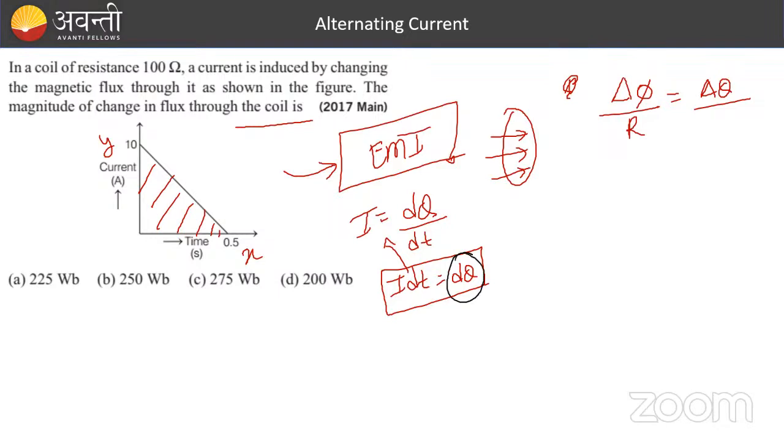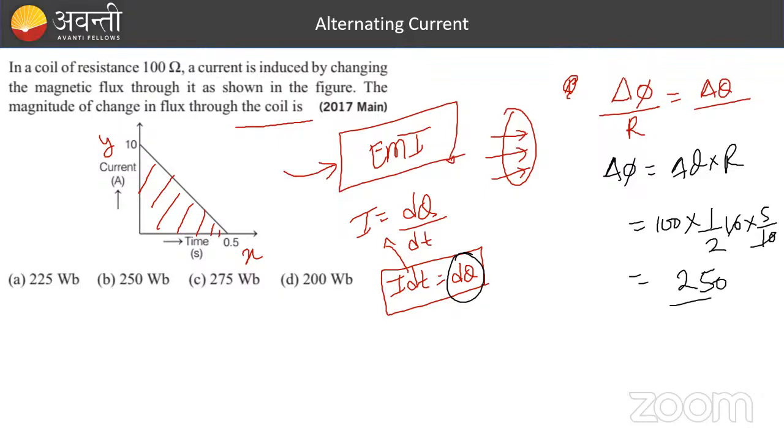So what will be the area of this? What will you write for delta phi? Delta Q into R. What is the value of R? 100. Calculate the area. What will be the value? That is half base into height. How much is the height? 10. How much is the base? 5/10, right? So this is equal to 500/2, that is 250 Weber. Done. So this is the answer. This you needed to calculate.